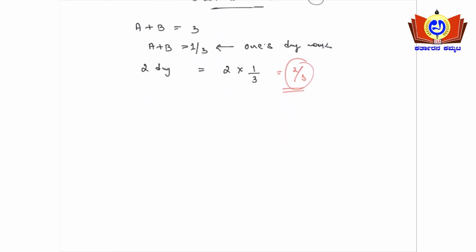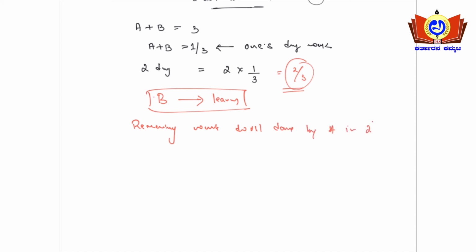So 2/3 of the work. Here, after B leaves, the remaining work will be done by A in 2 days. They are given in 2 days, right?